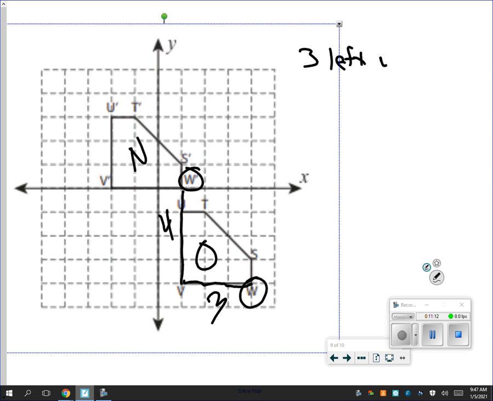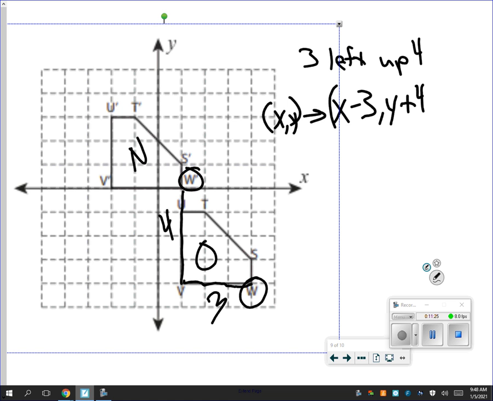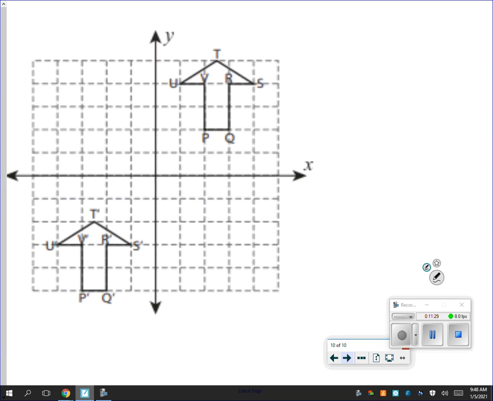And I went up 4. Alright, arrow notation is X, Y. This is happening to points. 3 left. So when you go left with the x, it's x minus 3. And then I'm going up for y plus 4. Alright. And last one we're going to do together.